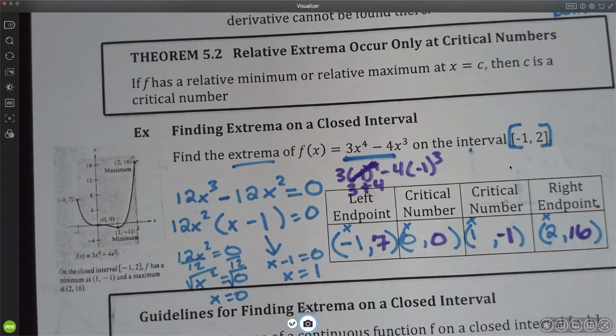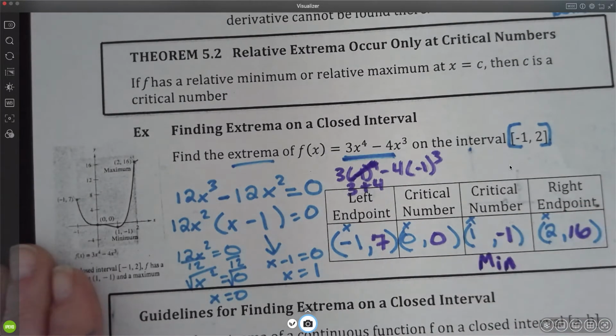This is an endpoint, that's an endpoint, and these 2 things in the middle, something maybe is happening there. Now, which one is a max and which one is a min? Whichever y coordinate is lowest. 7, 0, -1, 16, which is the lowest? This one's going to be my minimum point, the lowest point on my graph according to that interval. And this is going to be my maximum, which is the highest point along that graph.